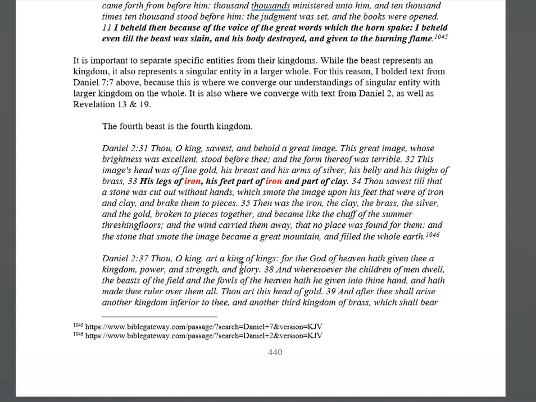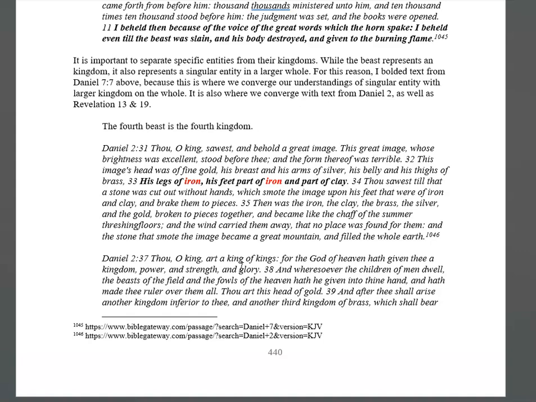Do not read into something that is not there because that's what people told you or that's just what's always been believed. Daniel tells you what Daniel means. There are 4 kingdoms and there are 4 beasts. We already understand from Revelation 13 that the 4th beast mentioned in Daniel 7 is found in Revelation 13.